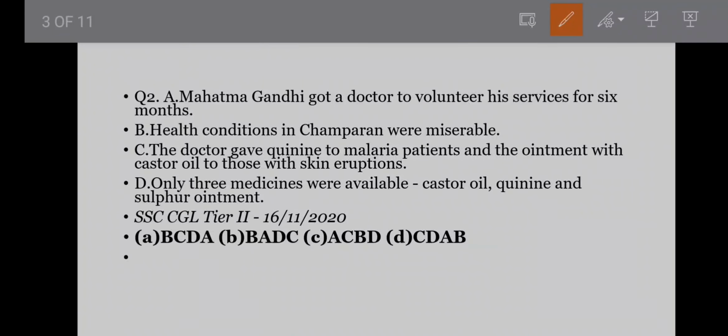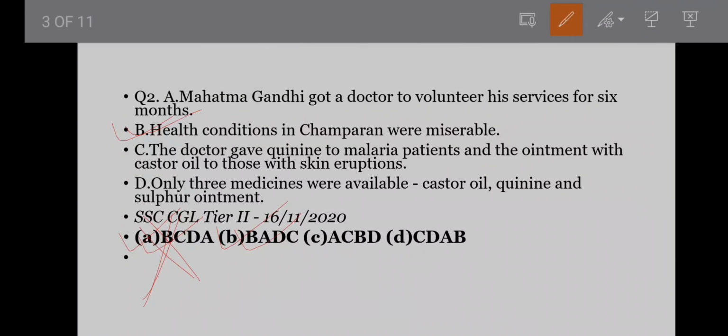"Mahatma Gandhi got a doctor to volunteer his services for 6 months." So why did he get a doctor? "Health conditions in Champaran were miserable." So B will be the first option. So it should be either option A or option B, right? So option A first, then "health conditions in Champaran were miserable." Then C, "the doctor gave." No. First, Mahatma Gandhi got a doctor. Then the doctor gave quinine to malaria patients, right? Sorry, option B, not option A, option B.